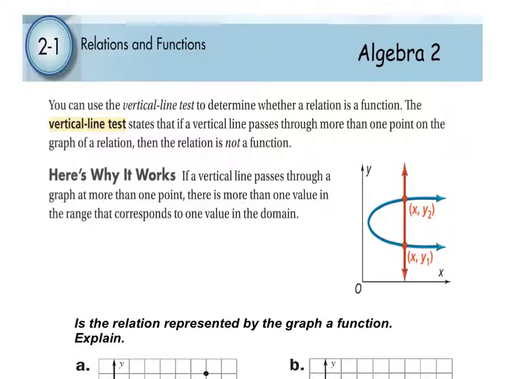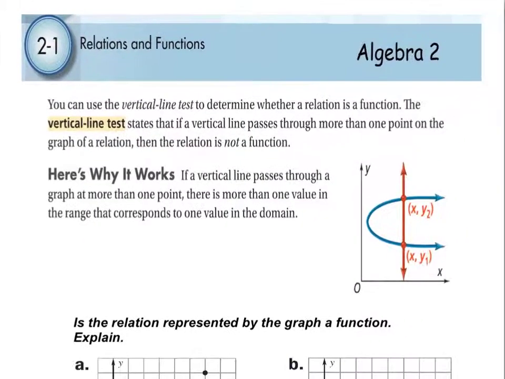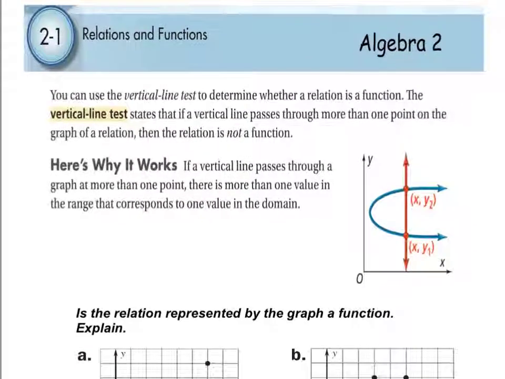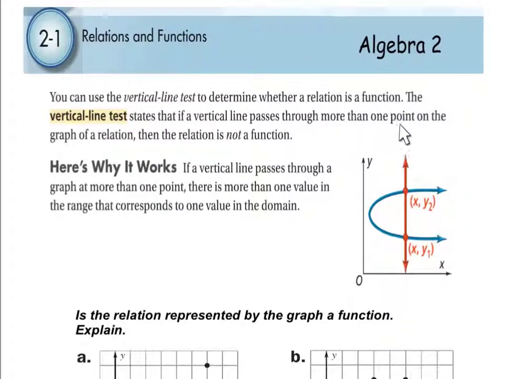Okay, so in order to figure out from a graph whether something is a function or not, because they're also going to give you these in graphs as well, you can use the vertical line test to determine if something is a function or not. The vertical line test states that if a vertical line passes through more than one point on the graph, the relation is not a function. And you can see that from this picture here. This blue part is your graph, and they've drawn a vertical line, a straight up and down line, and you'll notice that the vertical line hits the graph more than once. If it hits the graph more than once, it's not a function.